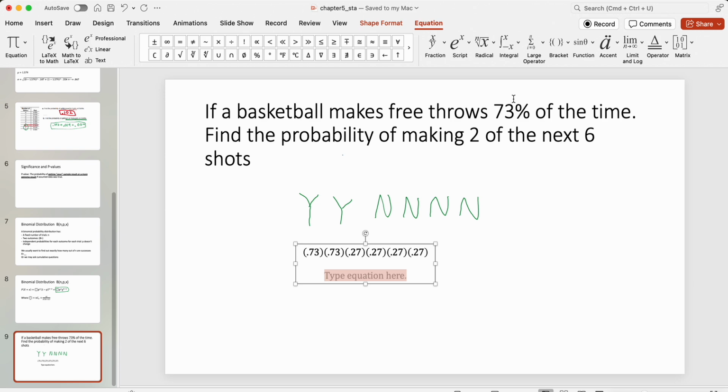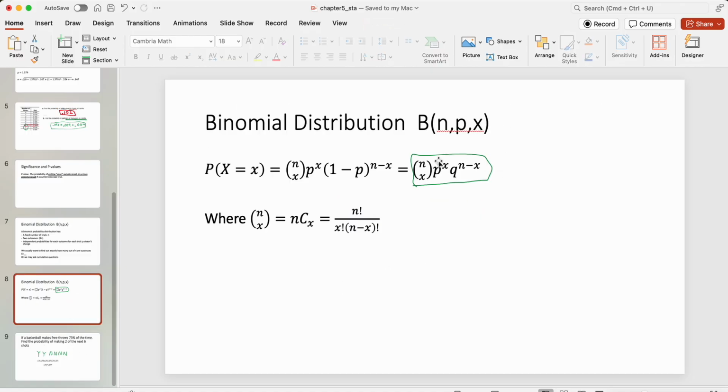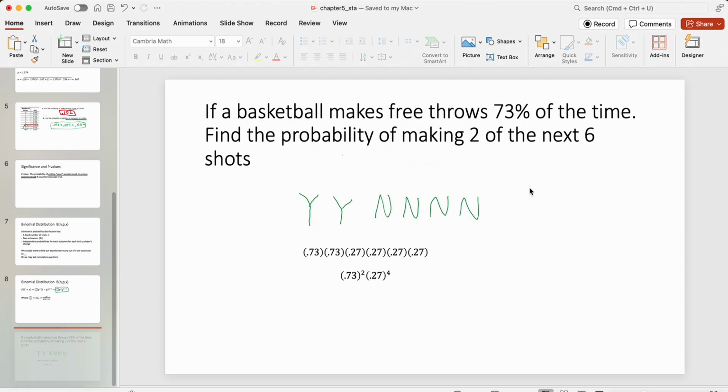wait a minute, that would actually just be 0.73 squared, and then that would end up being 0.27 to the 4th. I'm just using exponent rules that say if something's multiplied together twice, I can just write that as squared. If something's multiplied together 4 times, I can write that as to the 4th. Now I'm almost done, right? If you look at this, what I have is my P squared, my successes squared because I'm only making 2 shots, and then I've got 4 misses because there were 6 shots and I already used up 2 of them because I made them. So there's 4 shots, exponent 4, of the probability of a miss because I won't make it.